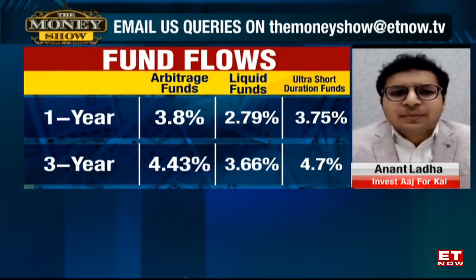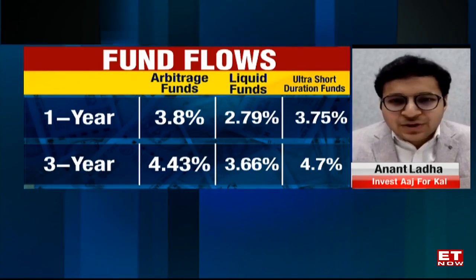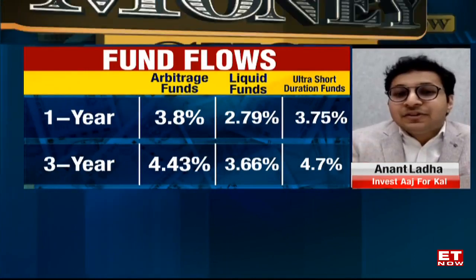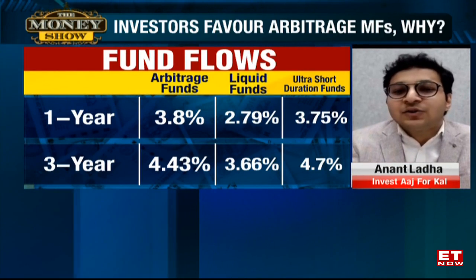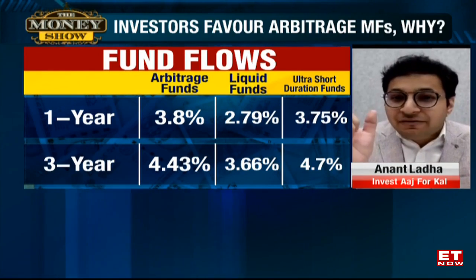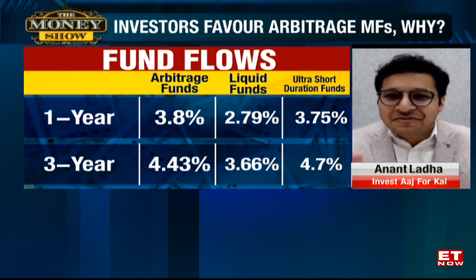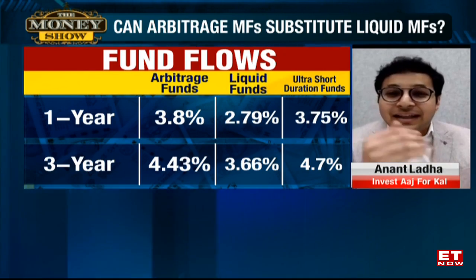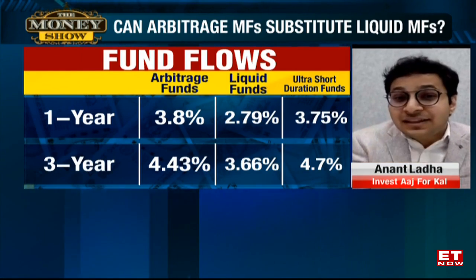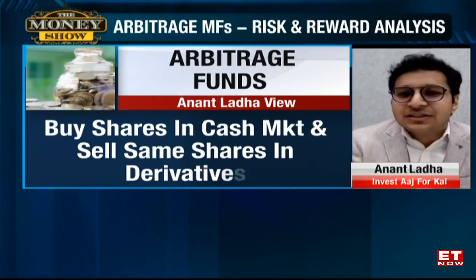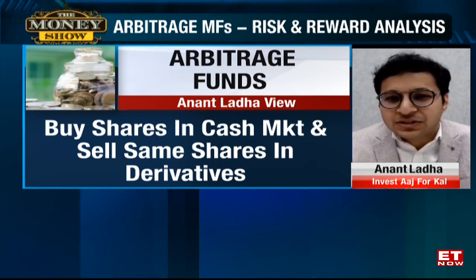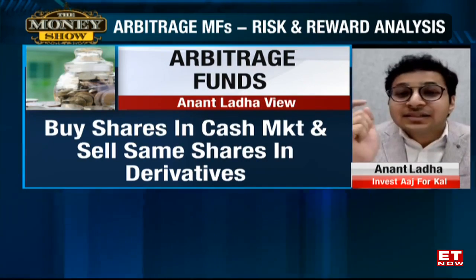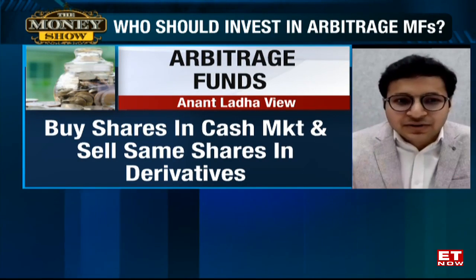For example, suppose a share is trading at 1,000 rupees in the cash market, and at the same time the price of the same share in the futures market is 1,025. Then this 25 rupees is the arbitrage spread. The fund manager will buy the same security at 1,000 rupees in the cash market, and at the same time sell the same security in the derivative, that is the futures market, at 1,025 rupees. The 25 rupees difference is the gain for the arbitrage fund.